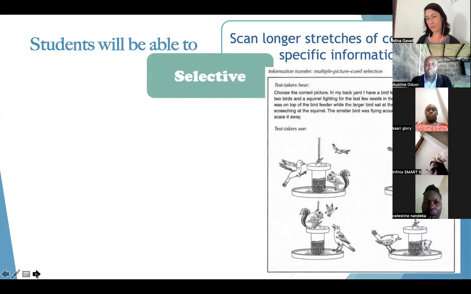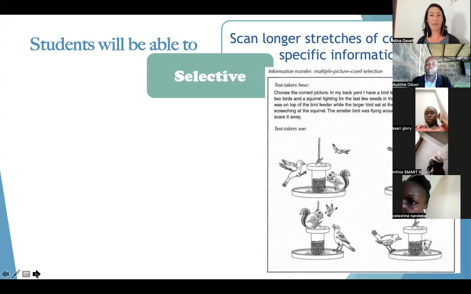Choose the correct picture. In my backyard, I have a bird feeder. Yesterday, there were 2 birds and a squirrel fighting for the last few seeds in the bird feeder. The squirrel was on top of the bird feeder, while the larger bird sat at the bottom of the feeder, screeching at the squirrel. The smaller bird was flying around the squirrel, trying to scare it away, not carry it. The bird cannot carry the squirrel.